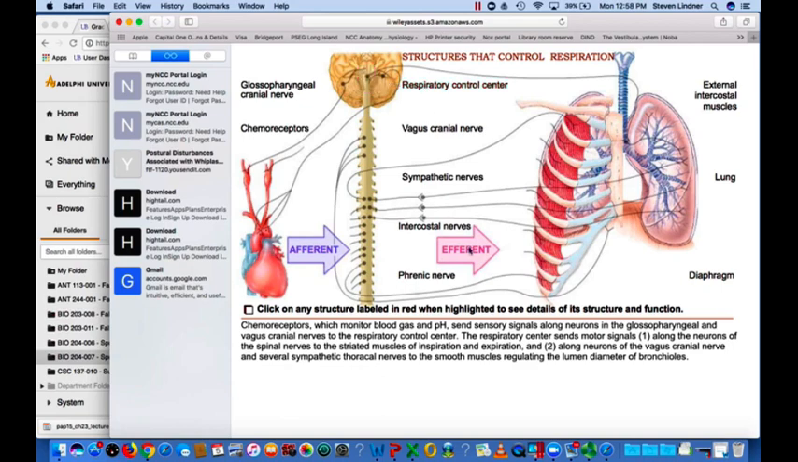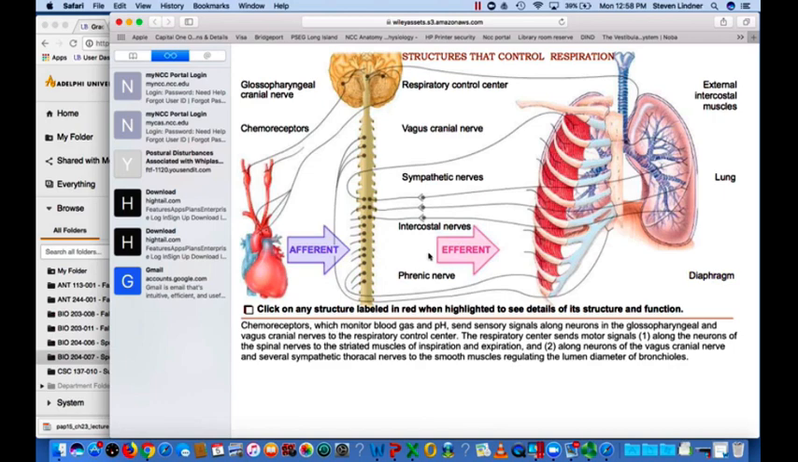And then we have efferent information. So we're going to have the respiratory control center. We have cranial nerve 10, the vagal nerve. We have the sympathetics. We have the intercostal nerves. We have the phrenic nerve. All of these things are controlling efferent or motor output to the external intercostals, the lung, and the diaphragm.